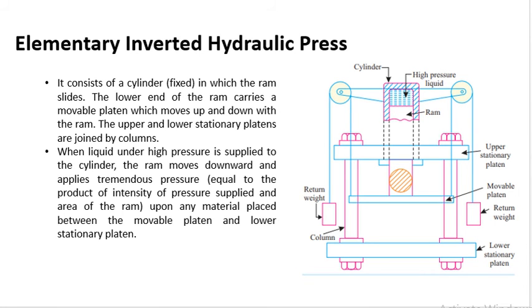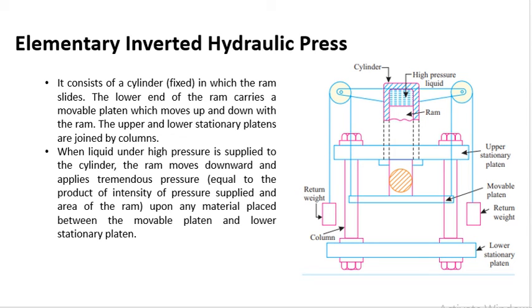Now we will discuss what is elementary inverted hydraulic press. We discuss this with the help of this line diagram. It consists of a cylinder, fixed cylinder, in which the ram slides. This is a fixed cylinder on which this ram slides. The lower end of the ram carries a movable platen. This is the movable plate which is carried by this ram up and down with the ram. The upper and lower stationary platens are joined by the column. This is upper and lower platens which are joined with the help of the column.